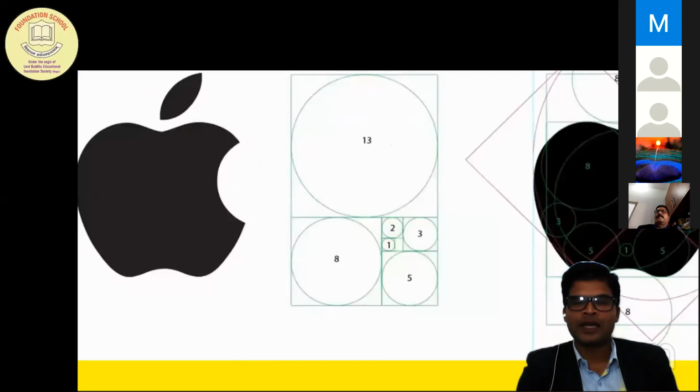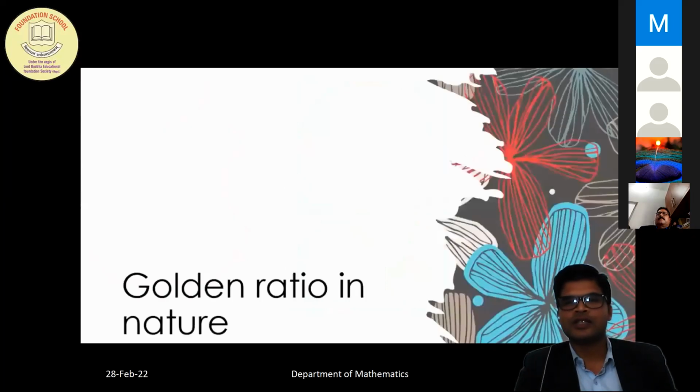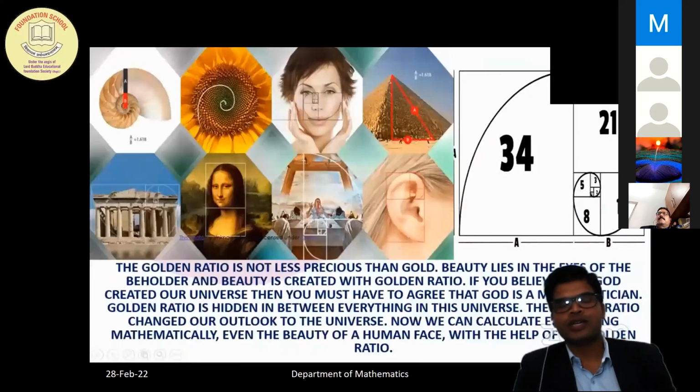If we make a rectangle, as you can see, each section of the rectangle is in the form of the golden ratio. Even natural things are great examples of the golden ratio. We can see it in the sunflower, a beautiful face, even the pyramid, the ear shape, the painting.